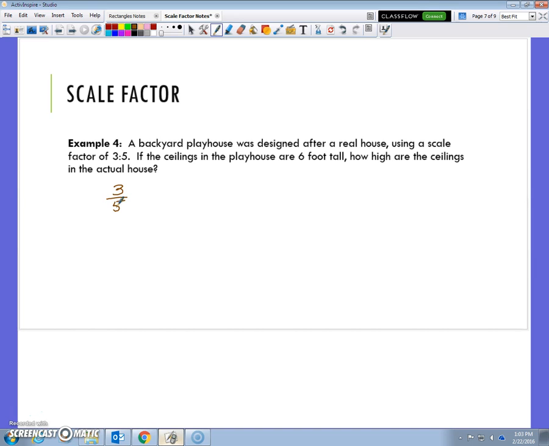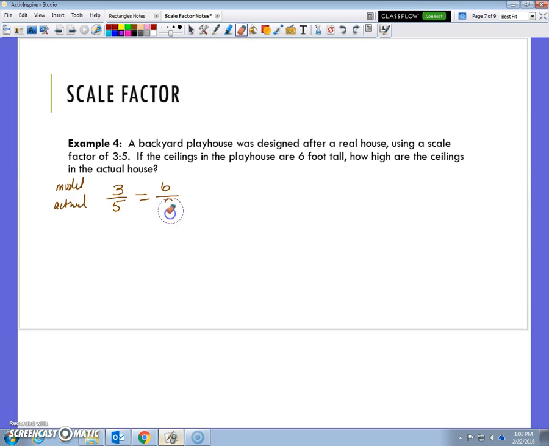Okay, well, in this case, it says, and remember, we're comparing the model to the actual. If the ceilings in the playhouse are 6 foot tall, how high are the ceilings in the actual house? So, well, it tells us that in the model, the playhouse ceilings are 6 feet tall. How big are the actual house ceilings? Well, let's figure it out.